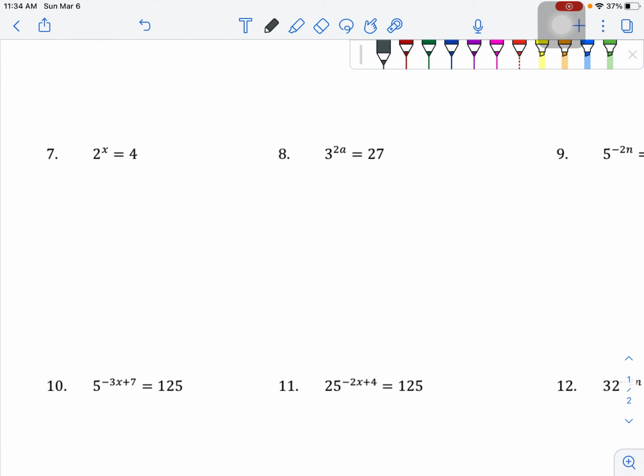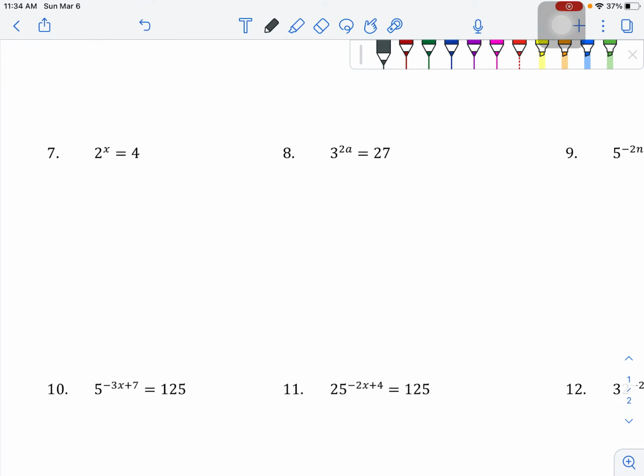But notice our bases are no longer the same. So how do we do this? What we're going to do is make the bases the same. I need to get a 2 and the 4 to be the same base. Well, I can leave 2 as a 2, but isn't 4 also 2 squared? So once I make them the same base, now they're both 2's, I can cross them out, and I set the exponents equal to each other. X is 2.